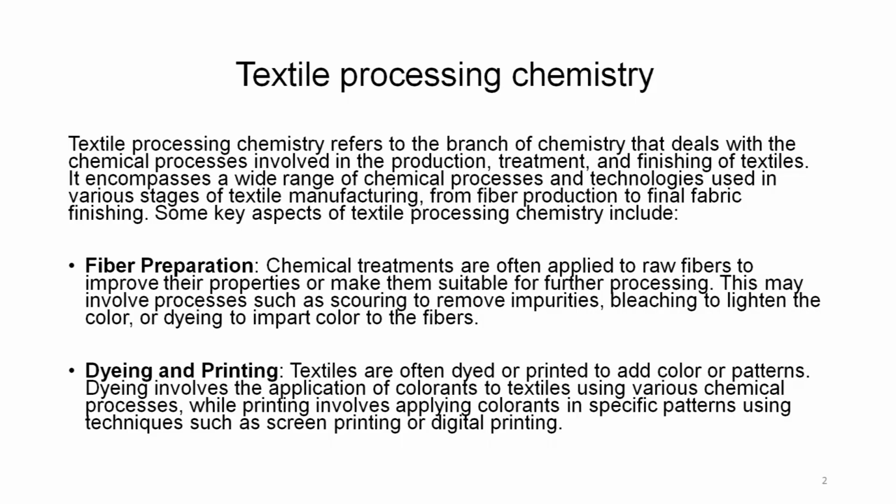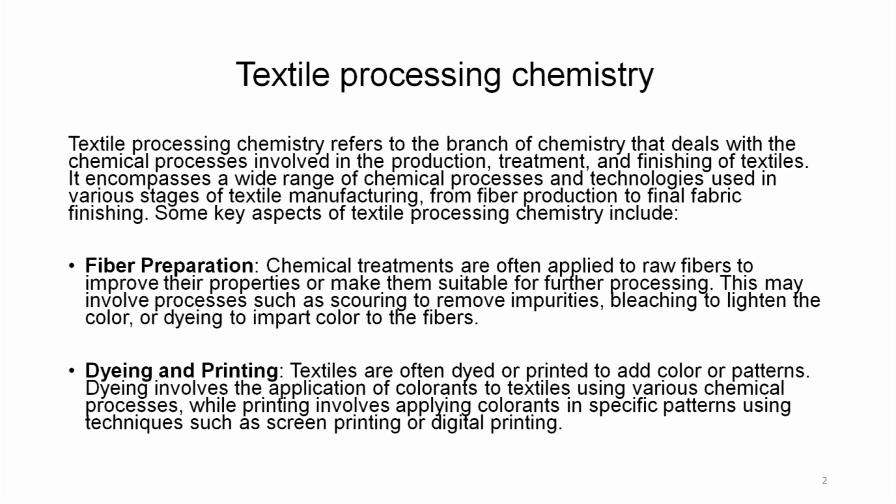Textile processing chemistry refers to the branch of chemistry that deals with the chemical processes involved in the production, treatment and finishing of textiles. It encompasses a wide range of chemical processes and technologies used in various stages of textile manufacturing, from fiber production to final fabric finishing.